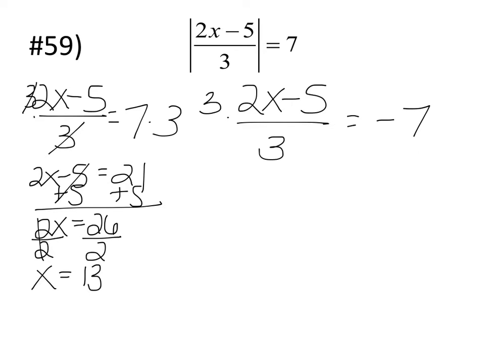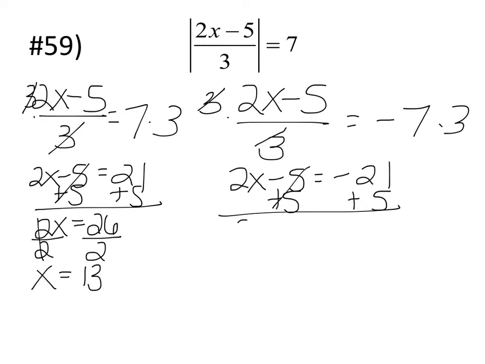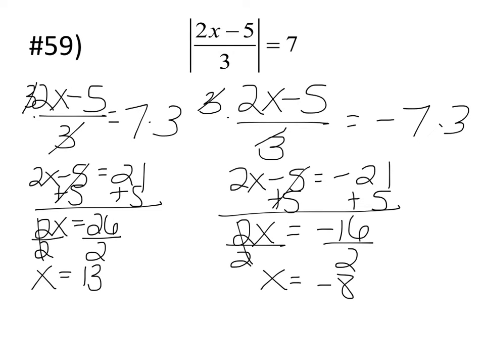Do the same thing over here, giving me 2x minus 5 is equal to negative 21. Add 5 to both sides. 2x is equal to negative, what is that? 16. Divide both sides by 2. X is equal to negative 8.